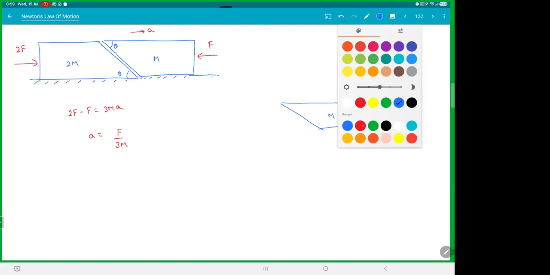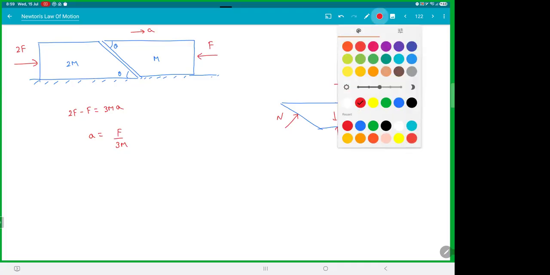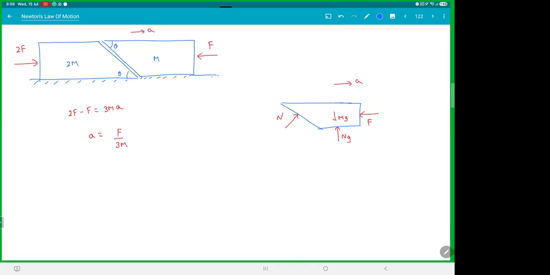Now write the forces. So this would be normal reaction between them. This will be N ground. This is a force F, and this is your own weight mg. And this is your acceleration. So these are the forces on the right side. You could have taken the left side also, but we will take the right one because I want to find this normal reaction. So taking left is useless.